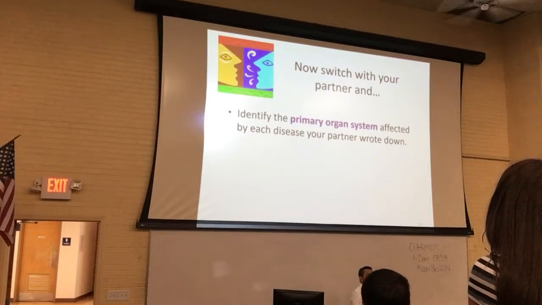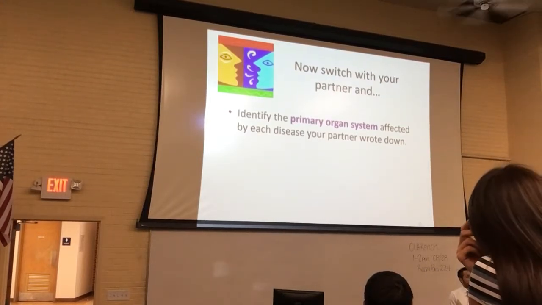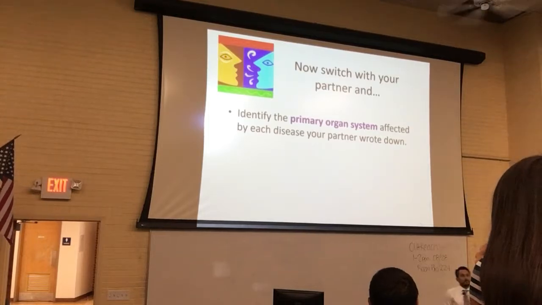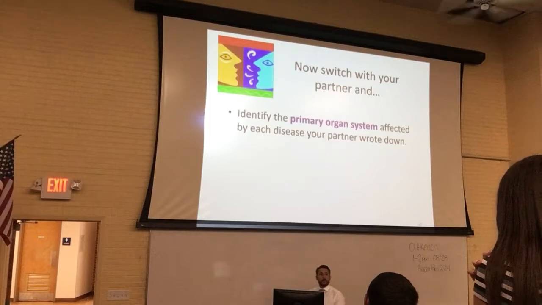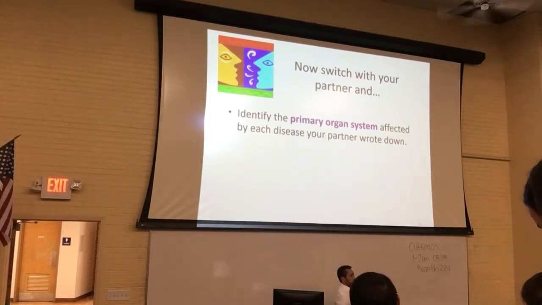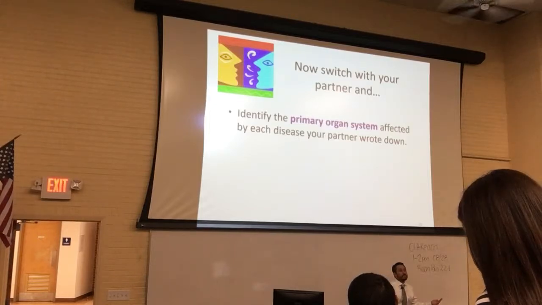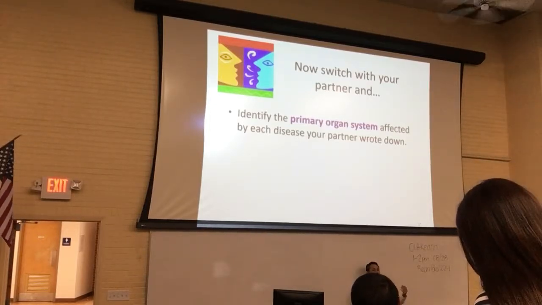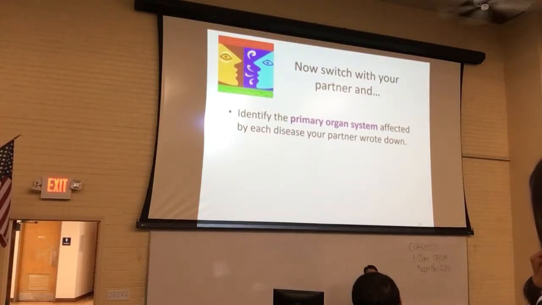Like diabetes, for example. For diabetes, you could write down pancreas if it's type 1. You could write down muscle. You could write down cell. You can write down bloodstream. You could write down blood vessels. You could write down nerves. You could write down eye. All of those organs are affected systemically by unmanaged type 1 diabetes.